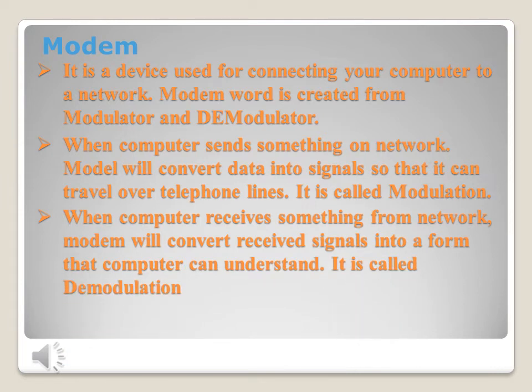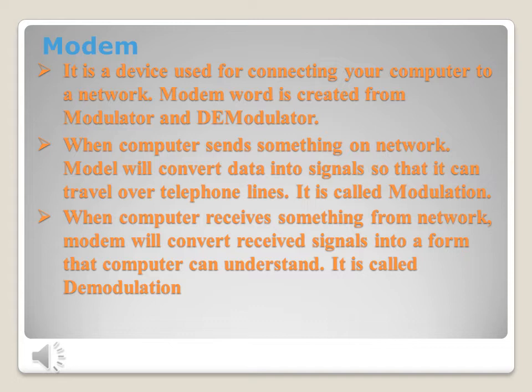Let's discuss the modem first. It is a networking device which is used to connect a computer with the network. Basically, modem is created from two different words, modulator and demodulator. The data stored in a computer is in the binary form, that is in the digital form. It is quite difficult to send that particular data throughout the network. When a computer sends something on a network, the modem will convert data into a signal so that it can easily travel over the telephone lines. This process is known as modulation.